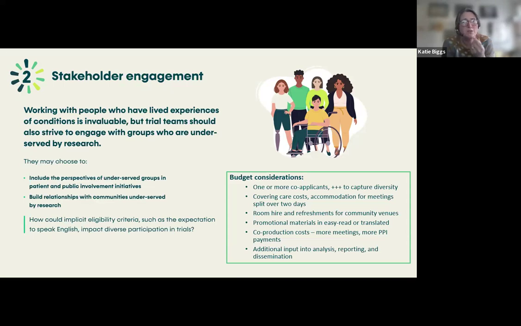But what has come out of a lot of the research I've looked at and done is that we really need to help educate the patients and public around clinical trials and taking part, and why we are looking to recruit underserved groups, so making that clear. Again, budget considerations: when you are having more diverse PPI, you might need to plan more for your meetings, include support. There might be additional support needs and different types of promotional materials and information to provide people.